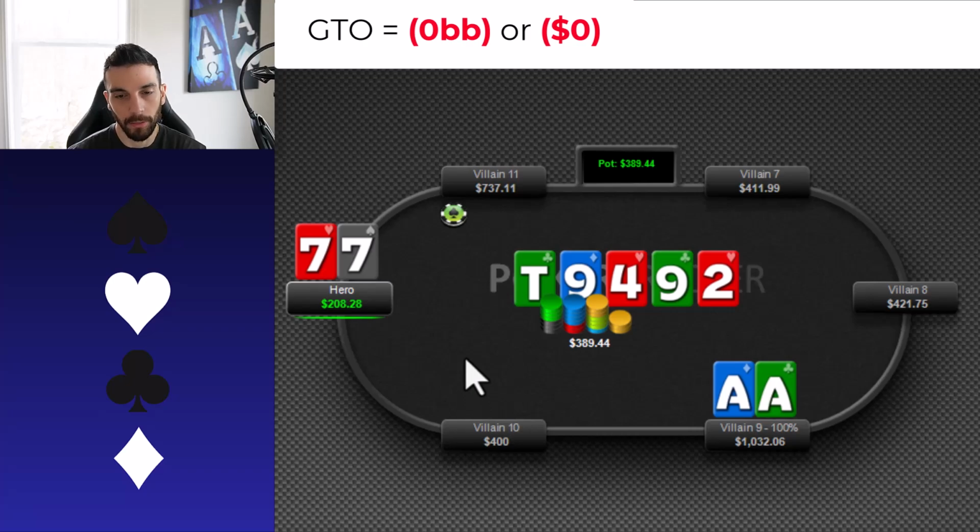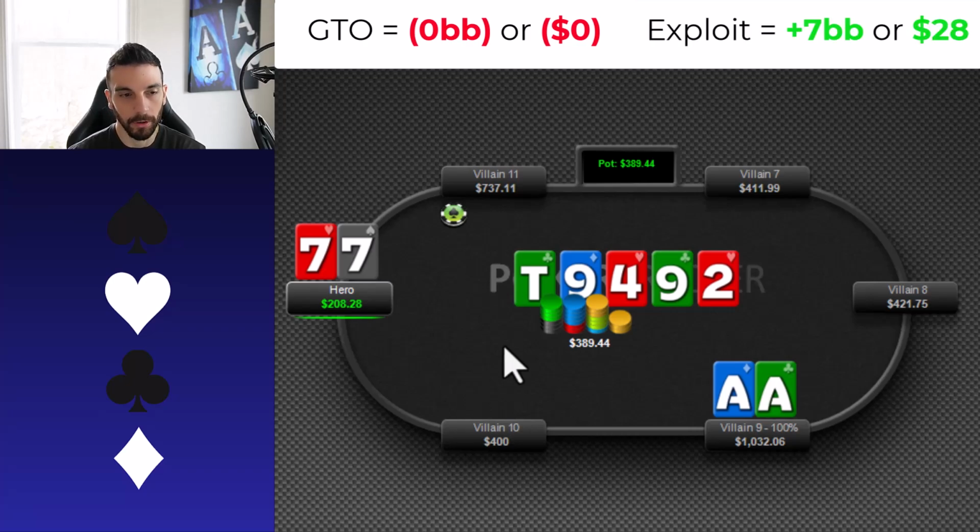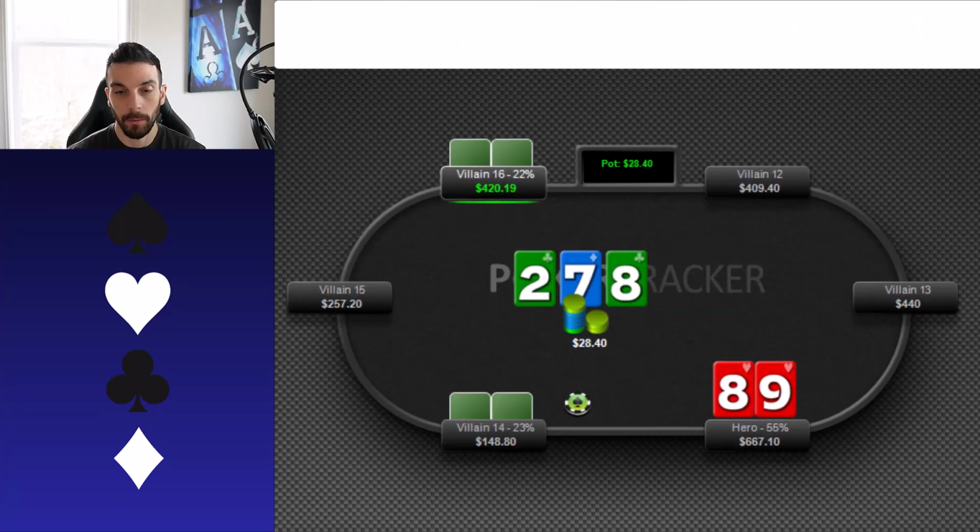So we gain another 7 big blinds by betting river. It obviously doesn't work out in this exact hand, but if we simulated this 1,000 times over, we're gaining 7 big blinds. That's another $28 in our pocket. So now we're up to 17 big blinds and $88. Okay, last one. So this one's a multi-way pot.